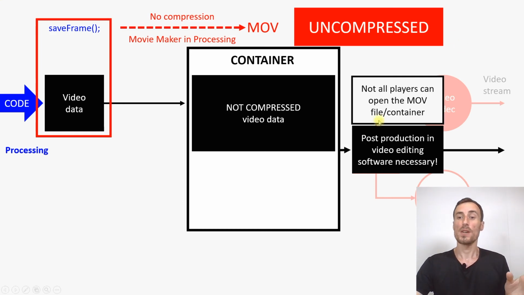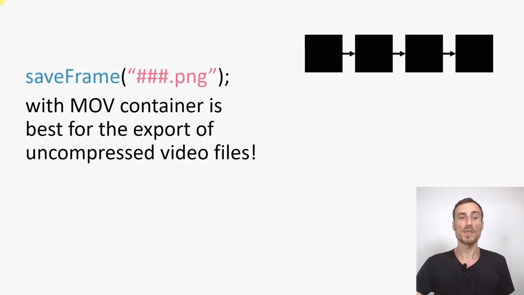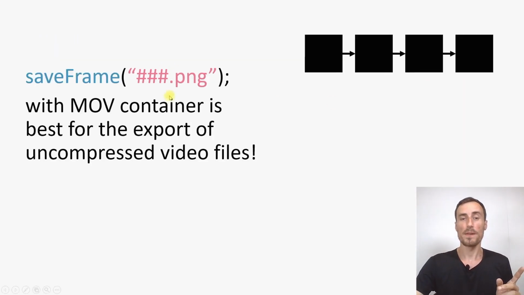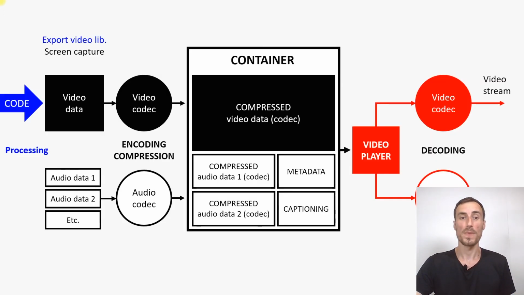And so, like I said already, you have to post-edit it. It's necessary, but it's good. If you know it, you use this type of export, so you can actually work with it. And I usually work with this method. So use SaveFrame with MOV container, it is usually the best for exporting uncompressed video files. Likewise, when you do that, remember, use PNG when you export, not JPEG. JPEG is already compressed, whereas PNG is uncompressed. Or if it is compressed, it still keeps the quality because it's lossless. So keep in mind, PNG, not JPEG for SaveFrame.